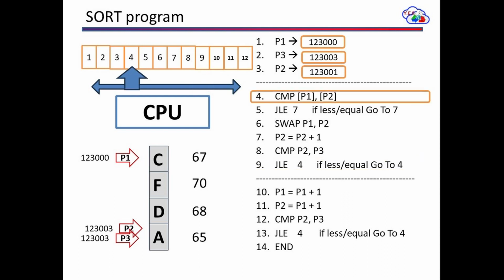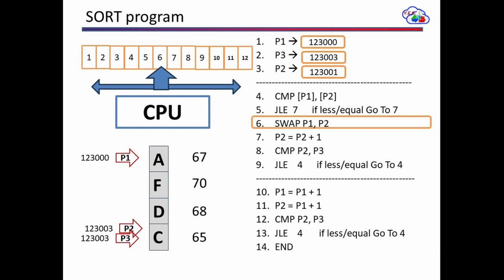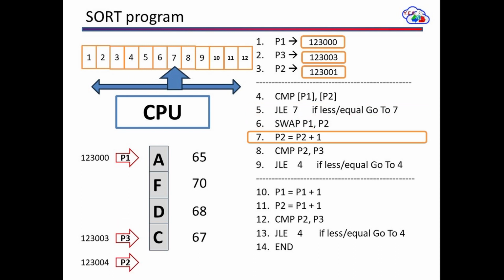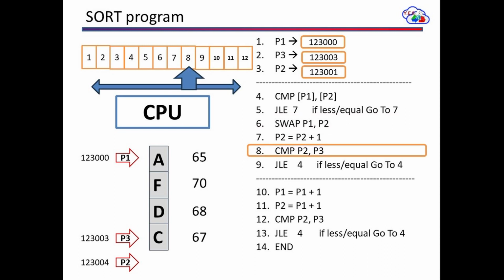Compare the content of P1 with that of P2. P1 contains the character C, and P2 contains the character A. Jump if C is less than A, that is, if 67 is less than 65. It's false, so we go on to the next instruction. Swap the character A for the C. P2 points to the next character and goes out, beyond the character C. Compare P2 to P3, that is, compare 123,004 with 123,003.